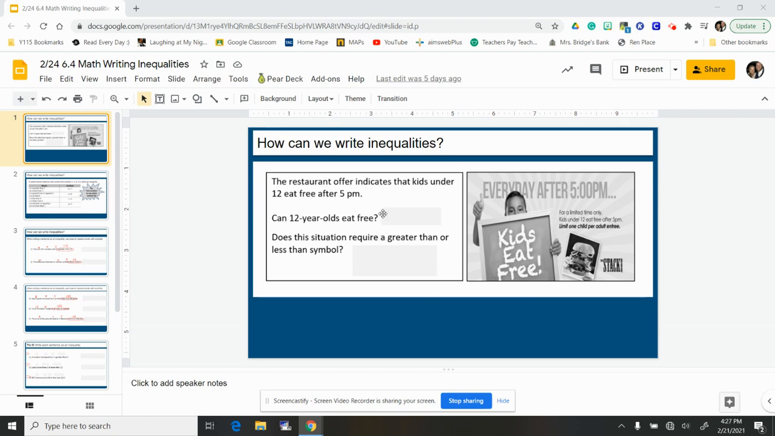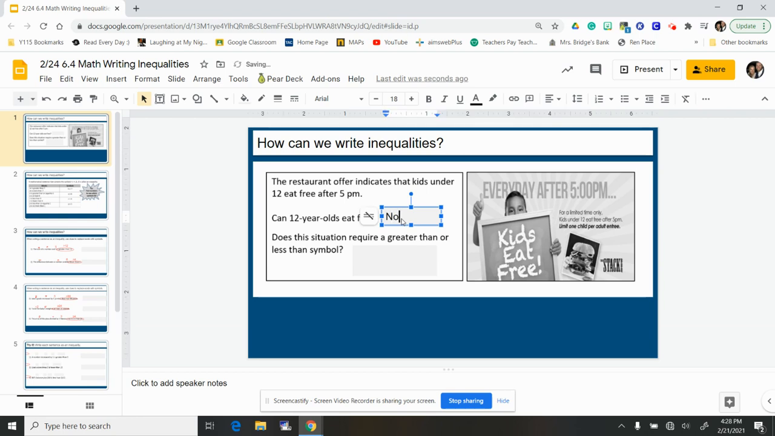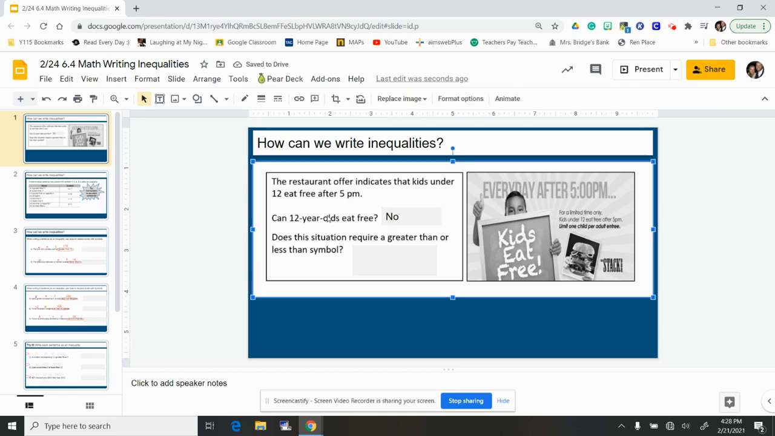So we have a situation here. The restaurant offer indicates that kids under 12 eat free after 5 p.m. Kids eat free, limit one child per adult entree. So the question is, can 12-year-olds eat free? Well, I'm going to say that answer is no, because it's saying kids under 12, not kids 12 and under. So the 12-year-olds, sorry, you're not included.